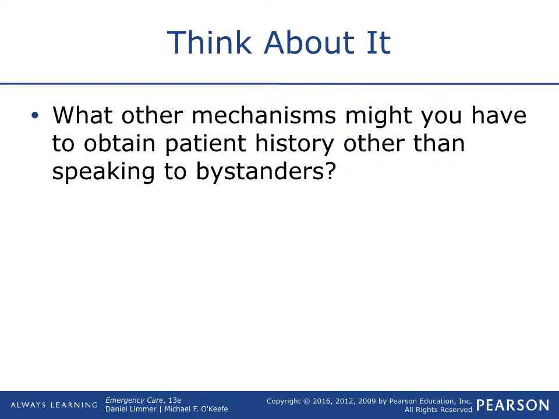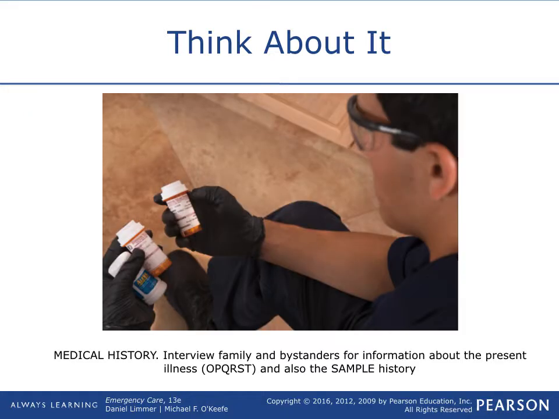What other mechanisms might you have to obtain patient history other than speaking to bystanders? Be a cop. Look around the scene. Look through their house. Look through their medicine cabinet. I don't know. All that kind of stuff helps.